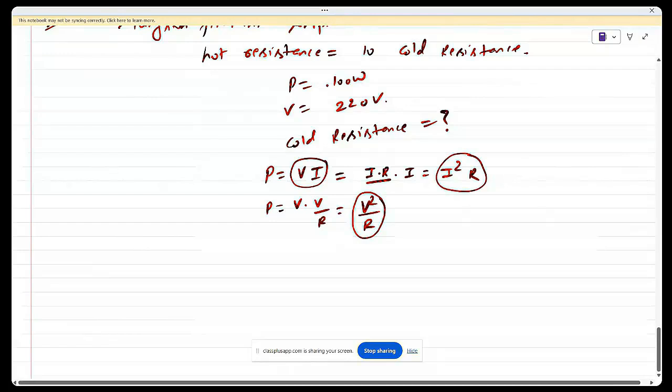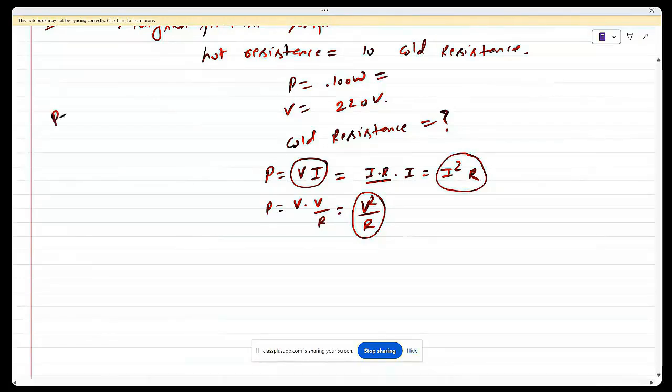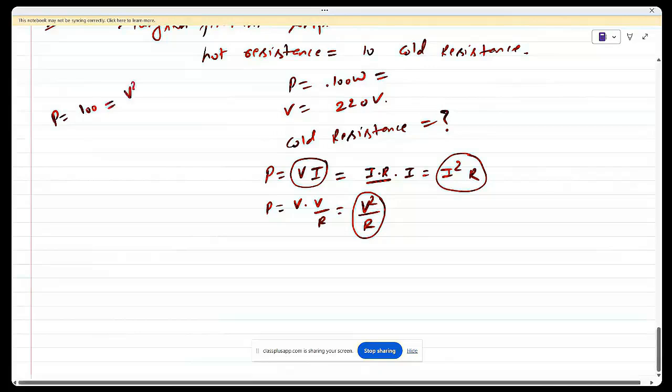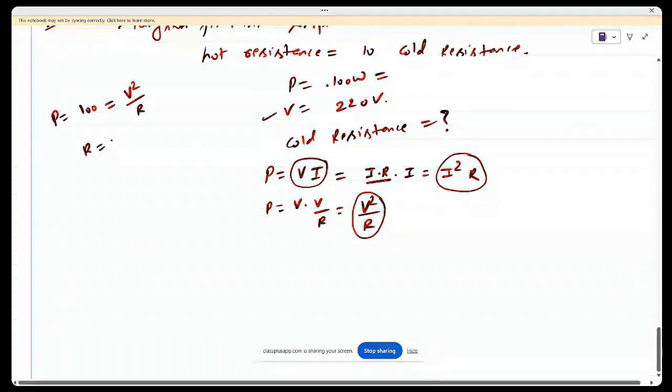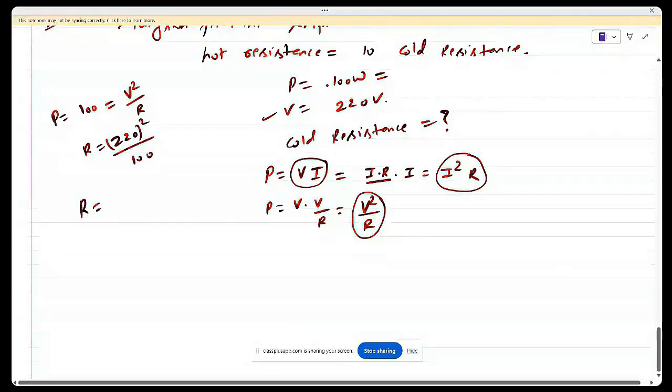So now it is given power is equal to what? 100 watt. So you can write P is equal to 100 is equal to V square upon R. So R will be V square, what is the voltage? 220 square divided by 100. So this R will be 220 square divided by 100. So it is 484. It is 484 ohm.